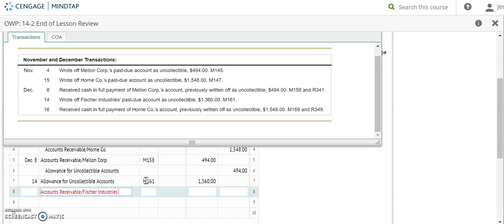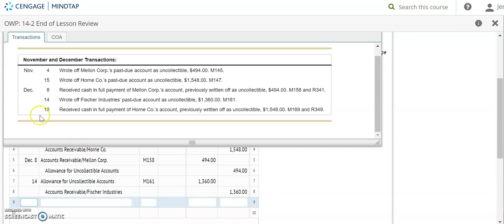Now, one thing that I haven't talked about is that if we were doing this like paper pencil, we would be putting that slash in our post reference column. And that's just a reminder to us that when we're going to post, that we would be posting that credit twice, once to accounts receivable and once to Fisher Industries. On MindTap here, it doesn't allow us to put that slash in at this time. It will then once we get to our posting.